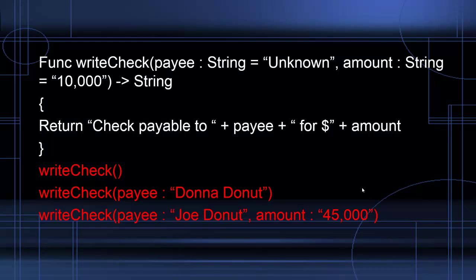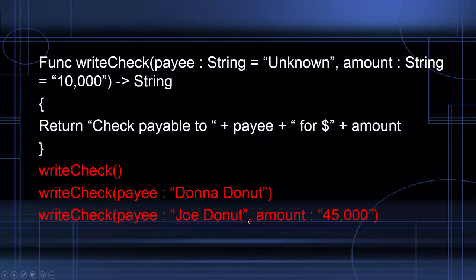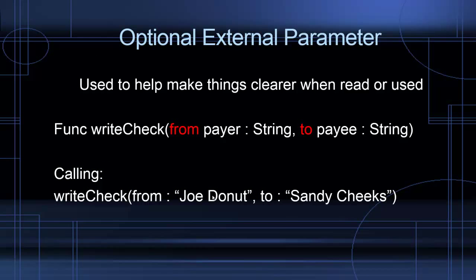Alright, and then for making things clearer when people are reading your code, you can use optional external parameters. So function write check from pair string to payee string. I can put the from and to in there, and it's not going to affect anything. And then when I call it, I can do write check from Joe Donut to Sandy Cheeks. So the English is a lot better. It makes a lot more sense. That's obviously much more readable than something like write check. Well, actually, that's not too bad. But you get the idea. I guess if I was writing a letter, that would make more sense. But we all get the idea.